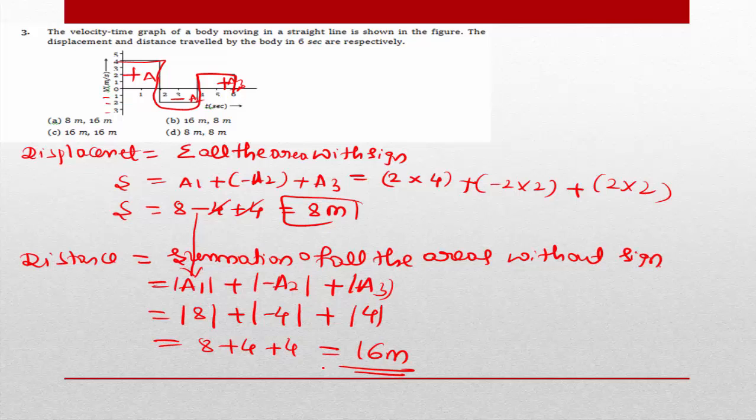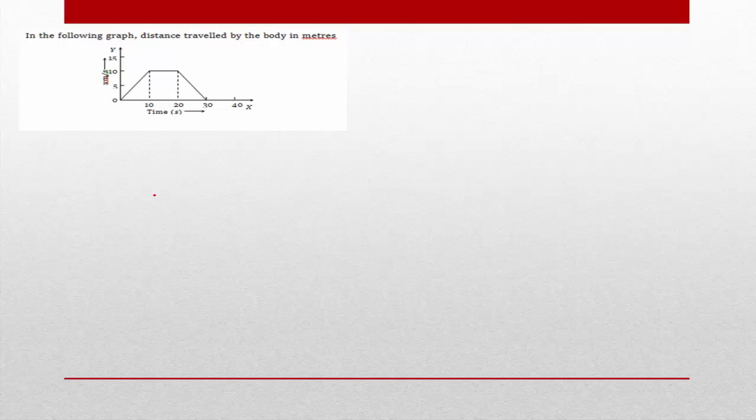Displacement is the shortest distance between the initial position and the final position. Distance means the actual path followed by the object. The distance is 16 meters. Now we will move to the next problem.